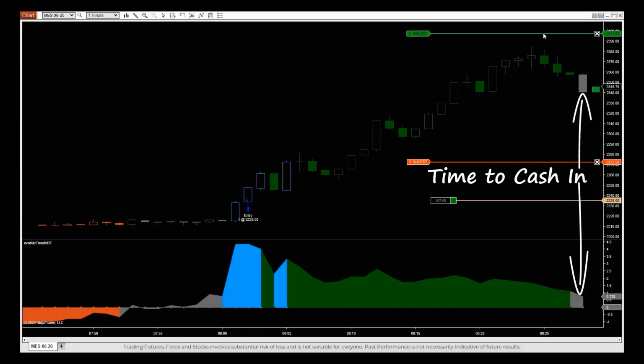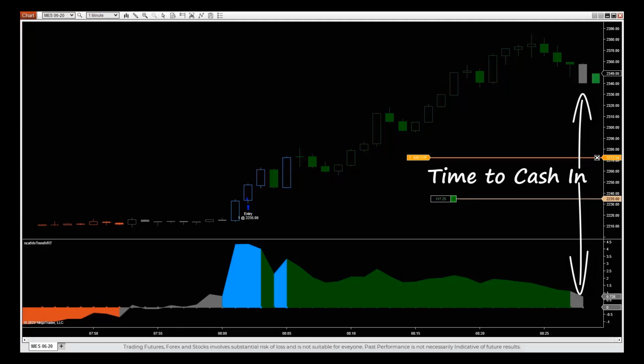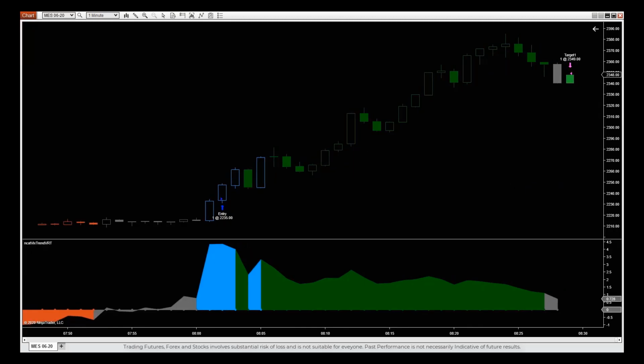Now we see we reach a little bit of top right here. Less than 30 minutes later, you see this gray bar, which means the trend volatility started shifting. So we'll smartly cash in our 456 ticks for a quick $570 in profits per micro contract.